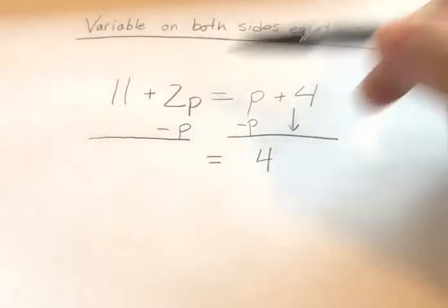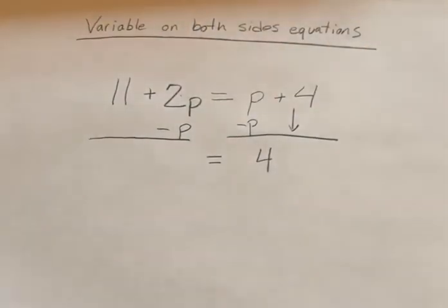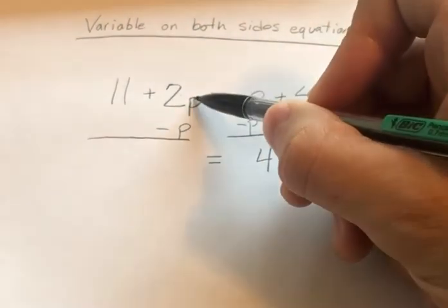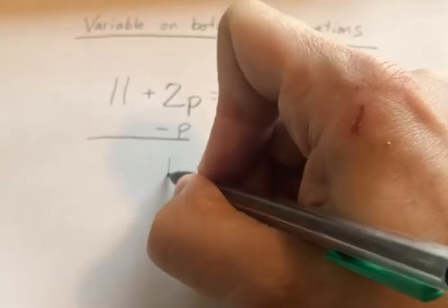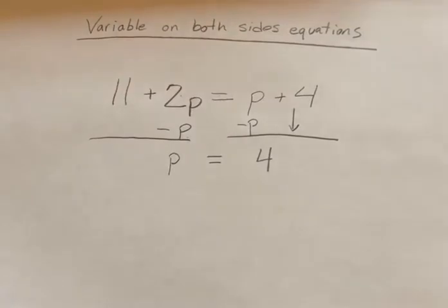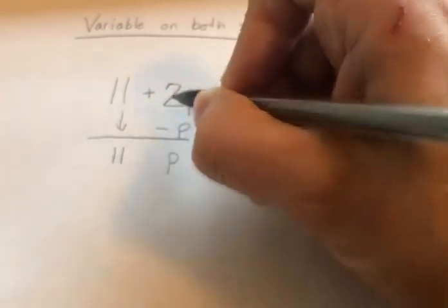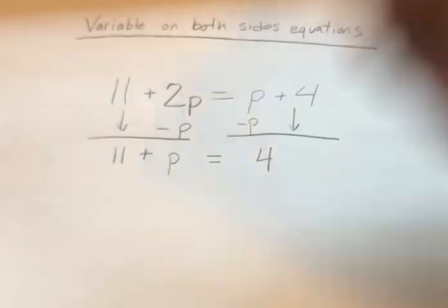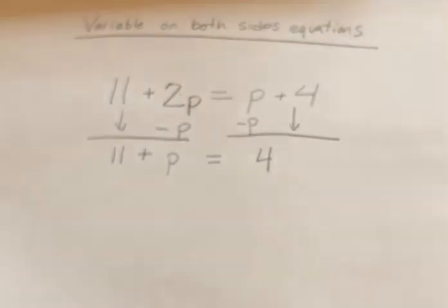Now on this side, I had 2p, that's a 2, not a z, take away 1p. 2p take away 1p is just 1p. I'm not going to write the 1 outside of it, I'm just going to write 1p. And then I'm going to bring down the 11 I never touched. And I'm going to bring down the plus sign because it's positive.